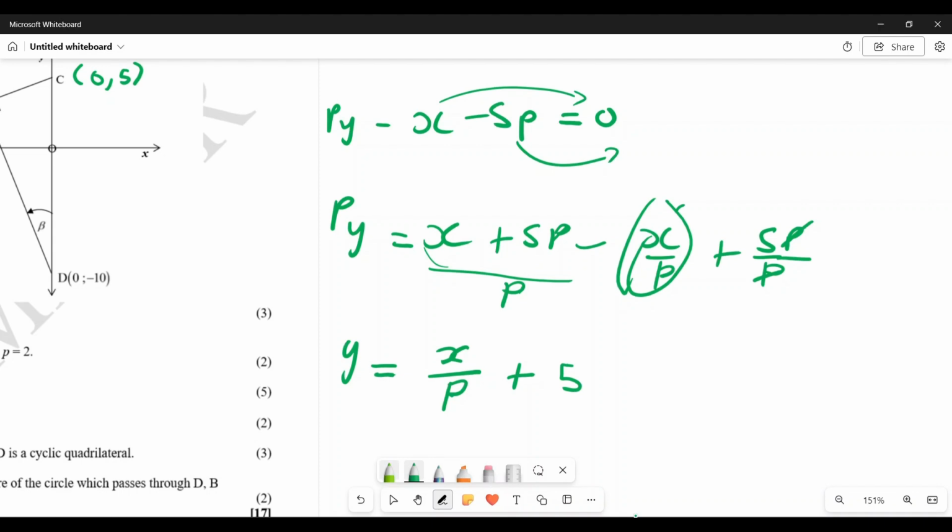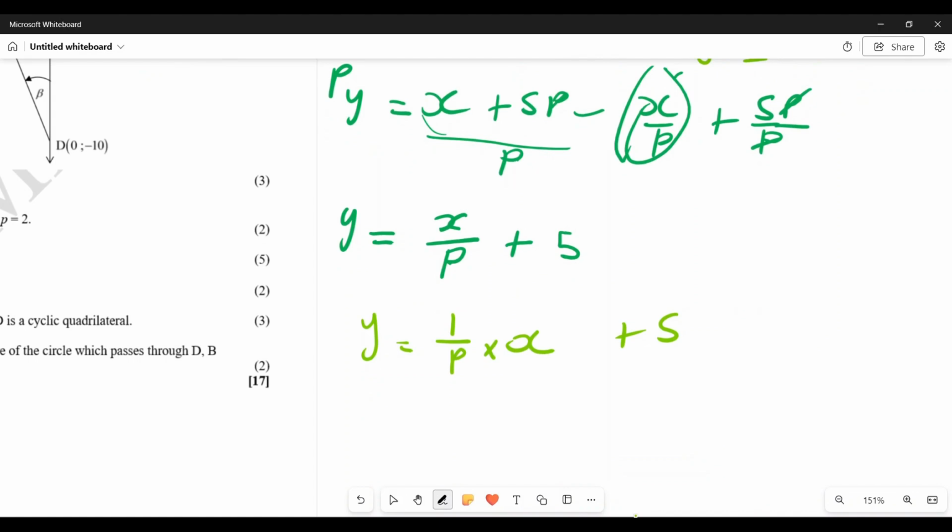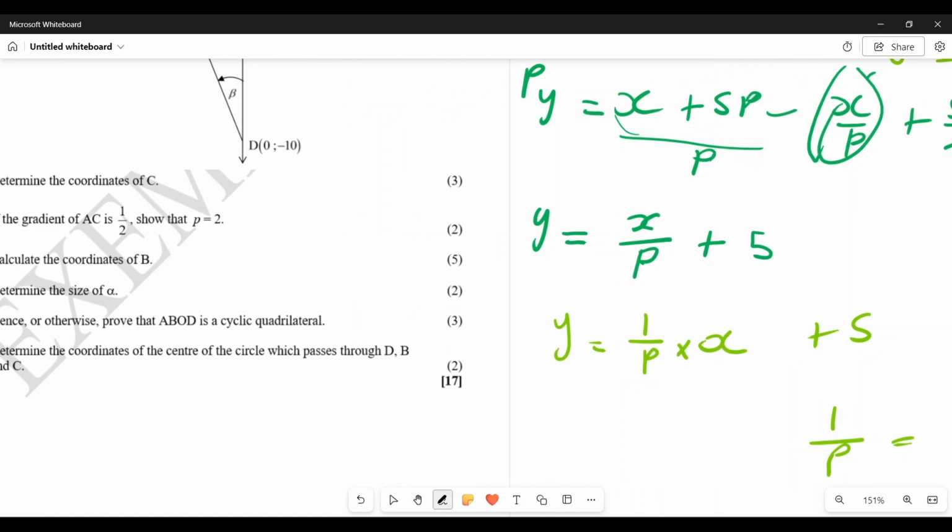Now, simplifying this. Remember, when you have your equation as y is equal to mx plus c, your gradient is whatever value is attached to your x. So here, if I were to rewrite this equation, I could write it as 1 over p multiplied by x plus 5. Because here I would multiply numerator by numerator, which would be 1 multiplied by x, and denominator by denominator, which would be p multiplied by 1. So as a result, this would be x over p. It means that here my gradient in this instance is 1 over p. And they gave me the value of my gradient as 1 over 2.